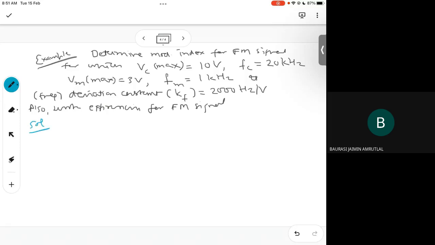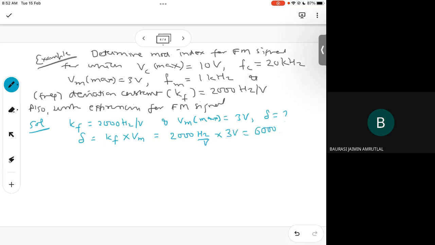Peak frequency deviation is given as KF into VM. Now KF is given to be 2000 hertz per volt, and VM, the maximum value, is given to be 3 volt, and delta we have to find. So delta turns out to be KF into VM, which is 2000. Always put the units so you'll never go wrong, because this is a bit confusing, deviation constant especially. So it becomes 6000 hertz.